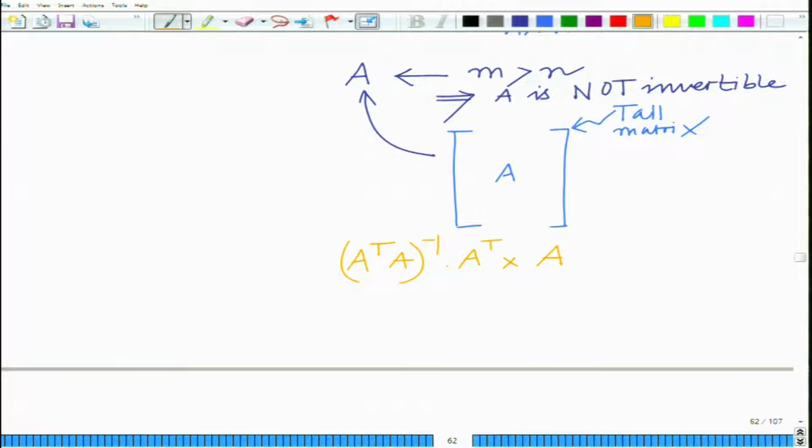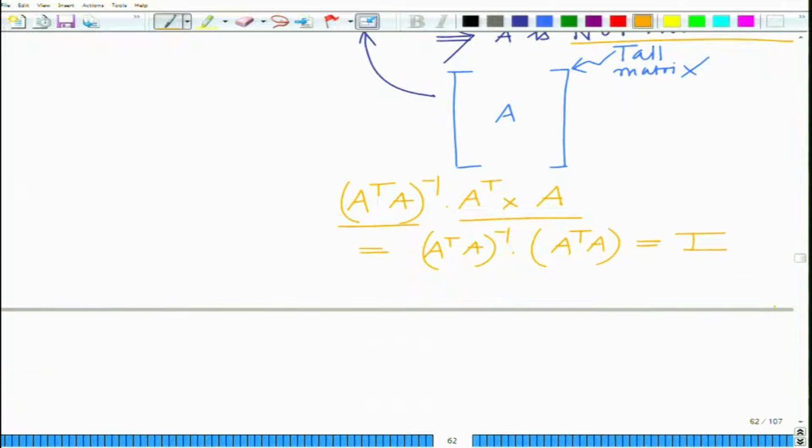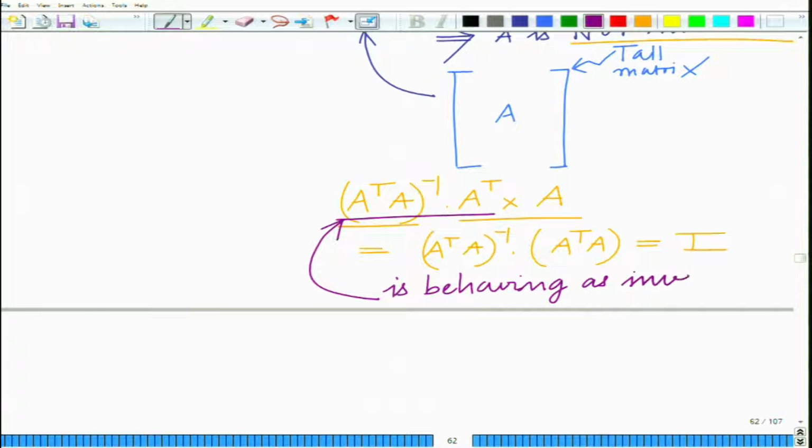So A is not invertible, but if you take A transpose A inverse into A transpose and multiply it with A, we have A transpose A inverse times A transpose A, which is identity. So although A is not invertible, this matrix A transpose A inverse into A transpose is behaving as an inverse of A. When you multiply it on the left with A, it gives identity. It is not a true inverse because A is not invertible when m is greater than n, but it behaves as an inverse. This is therefore known as the pseudo inverse of A.